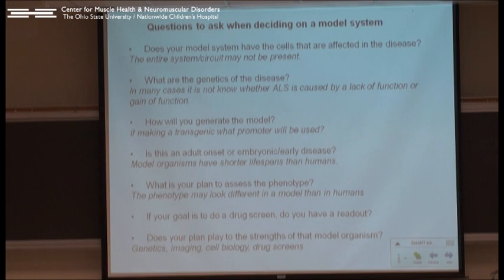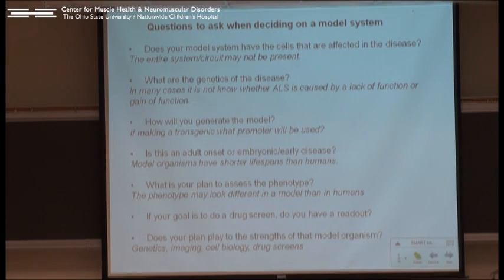And other things, when you're starting out to make a disease model in your favorite model organism, there are a number of things that you need to keep in mind. I'll just go through some of the main ones here. So, does your model system have the cells that are affected in the disease? It may sound obvious, but it's something to think about. The entire system or circuit may not be present. So one question you can ask is, if you have some of the cells that are affected in the disease, but not all of them, is it still relevant to model the disease anatomy? For example, zebrafish don't have a cortex, but they have a telencephalon. Is that a good stand-in or not?